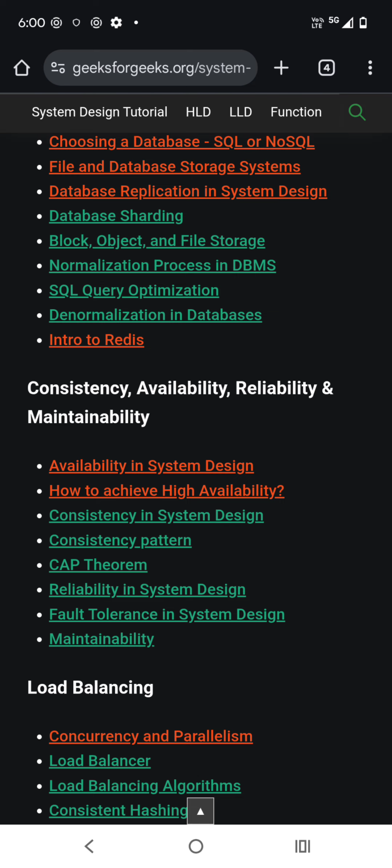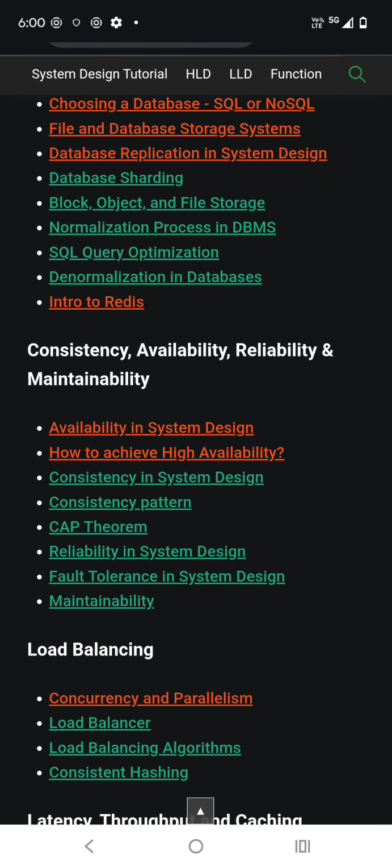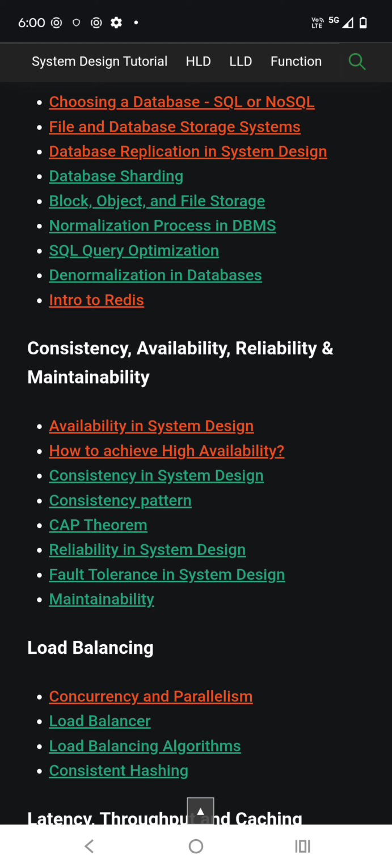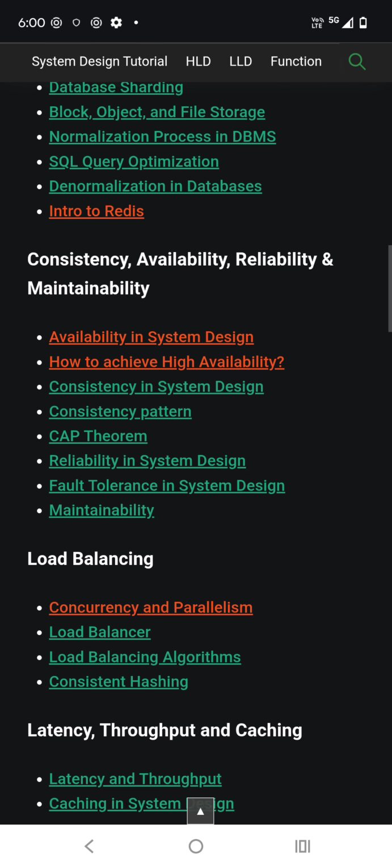Okay, so consistency: how consistent is the system? Sometimes if you show one set of data one time and wrong data another time, then that is inconsistency. So systems should always be consistent and should work in a constant way. That is the consistency part here.